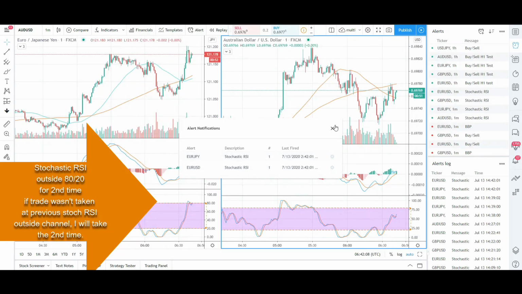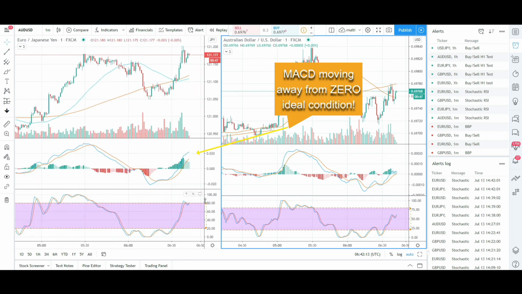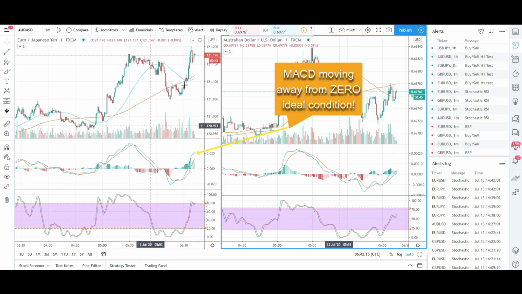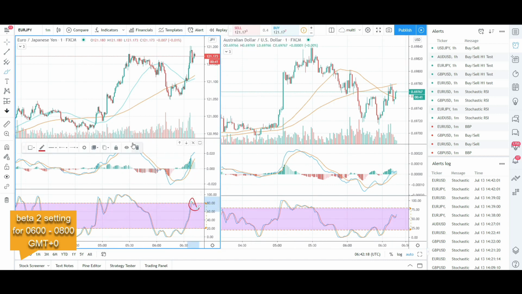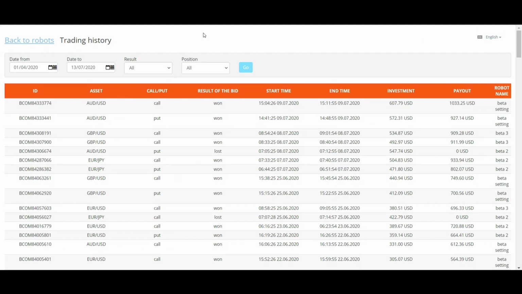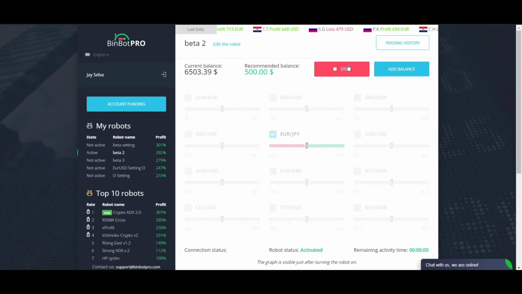Alright guys, so now we have another situation with Euro JPY, and this time the stochastic RSI actually exceeds the channel for the second time. It exited the channel about 4 minutes ago, and since I have not entered the trade 4 minutes ago, I can actually take this trade. So let me change my beta 2 settings. It is in Euro JPY, so I'm turning it on.